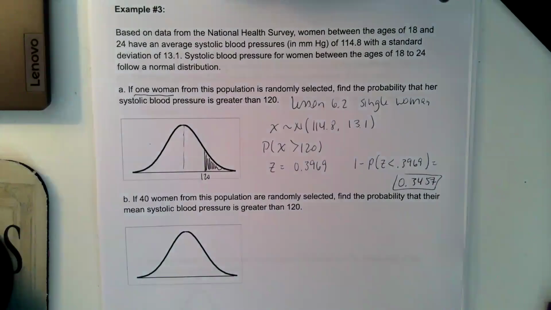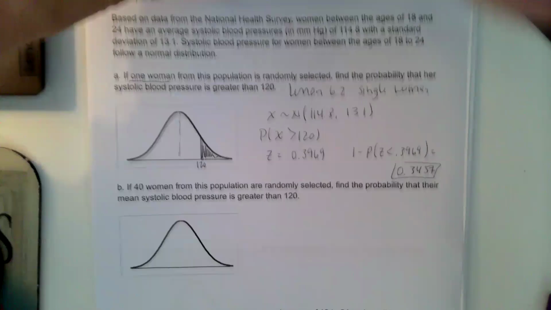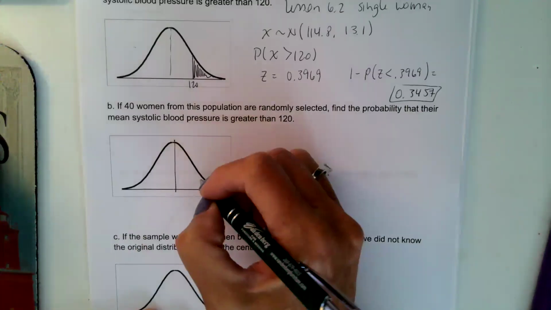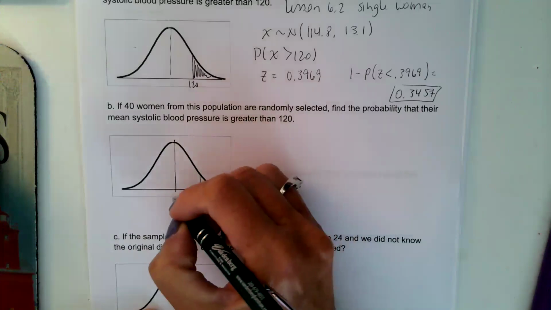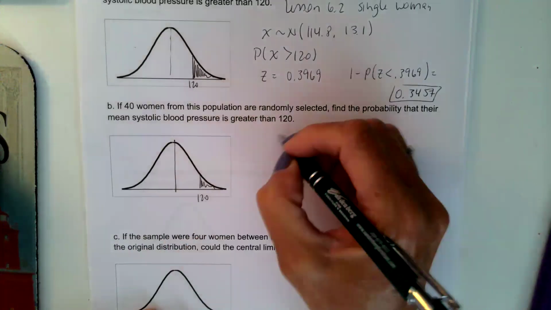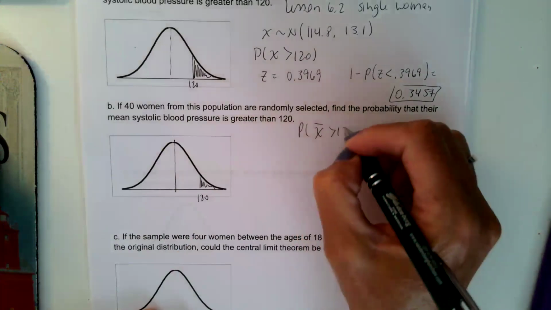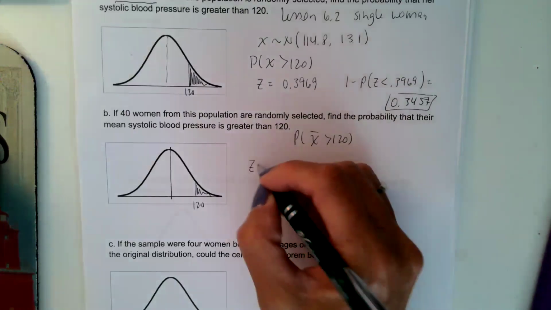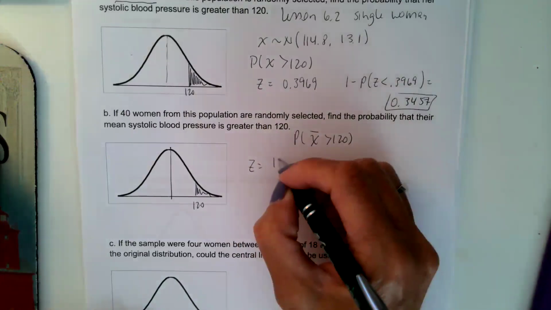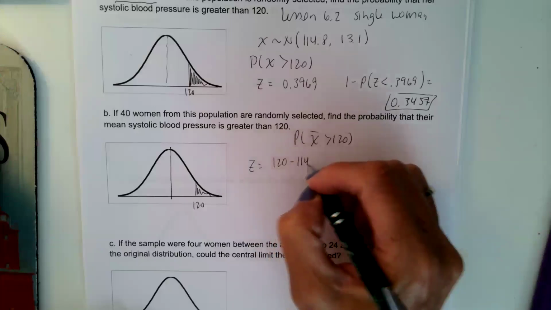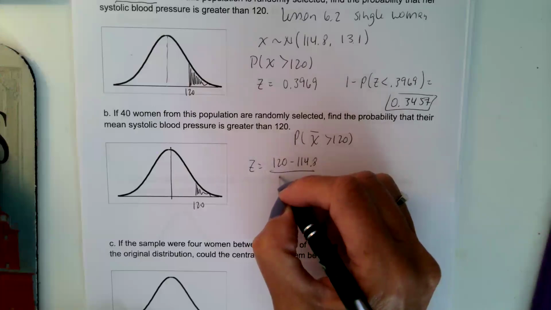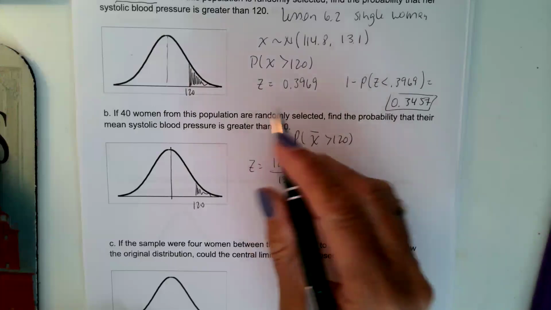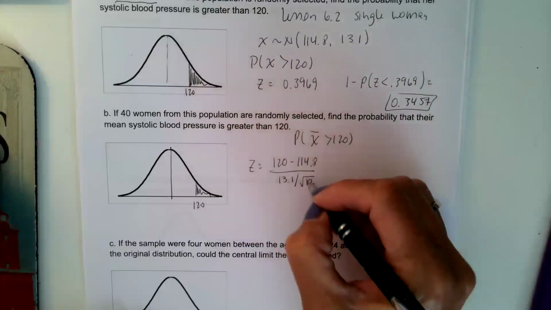Part B: if 40 women from this population are randomly selected, find the probability that their mean systolic blood pressure is greater than 120. So now we want to know about the group. What is the probability that the sample mean is greater than 120? So our adjusted Z-score, our normalized score, is 120 minus 114.8, divided by 13.1, and that has to be divided by the square root of the 40 women.